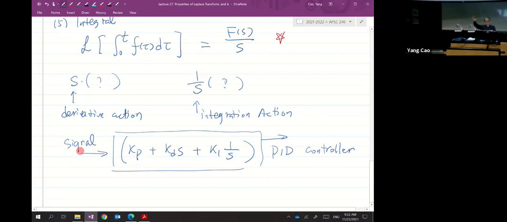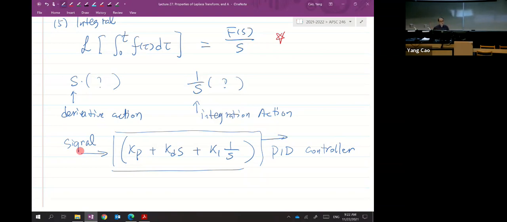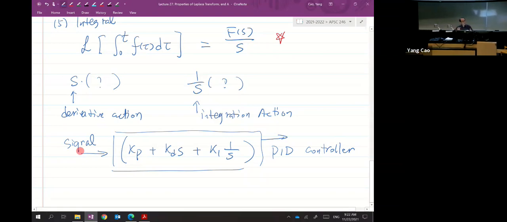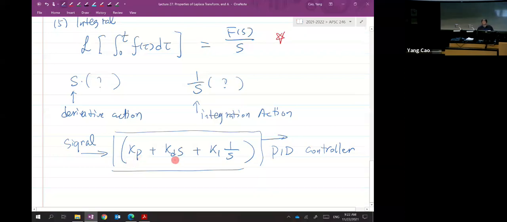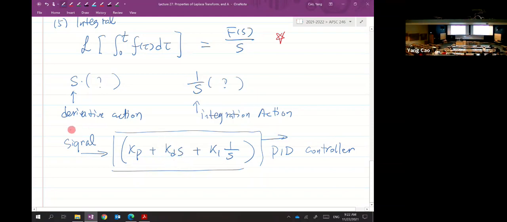When you multiply a number with a signal, what does it do? Let's say the signal is cosine 2t. Now you multiply by 2, it's 2 cosine 2t. So the output basically is being amplified. Okay, so that's what it does, right? And you multiply this KDS with the input signal. As I just said, S is a derivative action. So in the time domain, the equivalent is taking the derivative of this input signal.